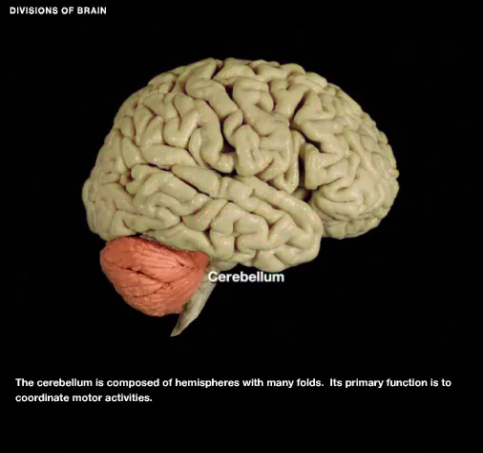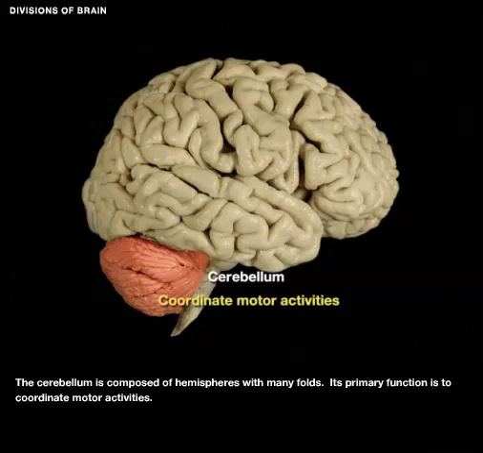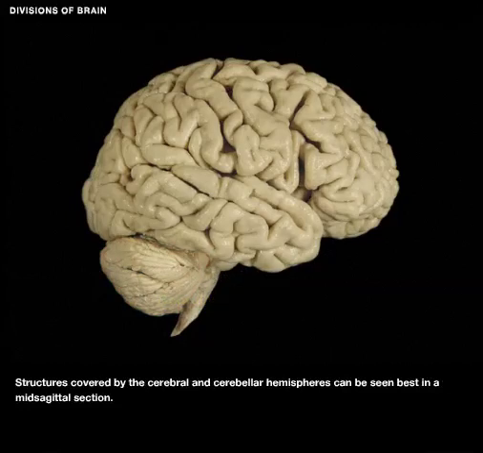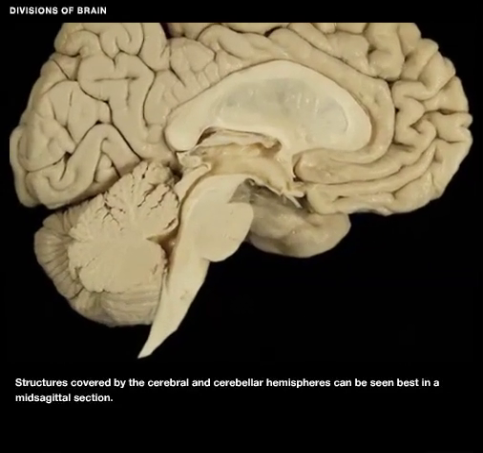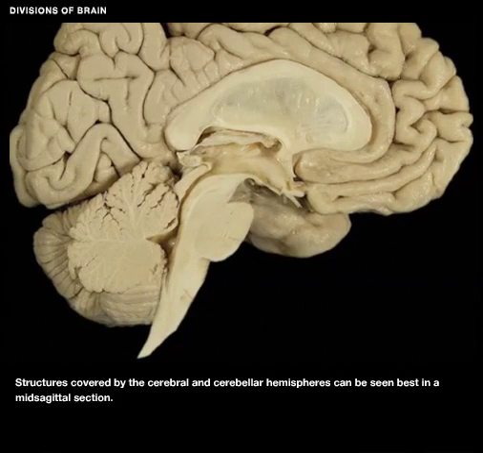The cerebellum is composed of hemispheres with many folds. Its primary function is to coordinate motor activities. Structures covered by the cerebral and cerebellar hemispheres can be seen best in a mid-sagittal section.